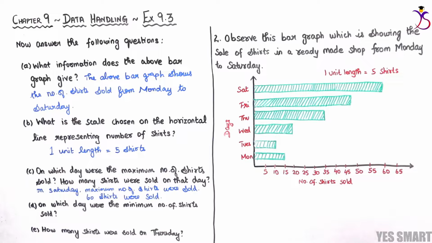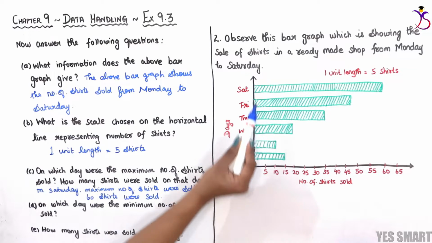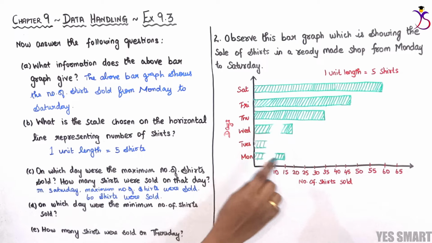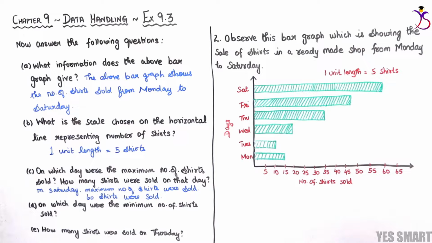D sum. On which day were the minimum number of shirts sold? On observing the graph, Tuesday has the shorter or smaller bar. So on Tuesday, the minimum number of shirts were sold. On visually comparing the bar lengths, we can easily conclude that Tuesday has the smallest or shortest bar graph. Hence, Tuesday has the minimum number of sales.